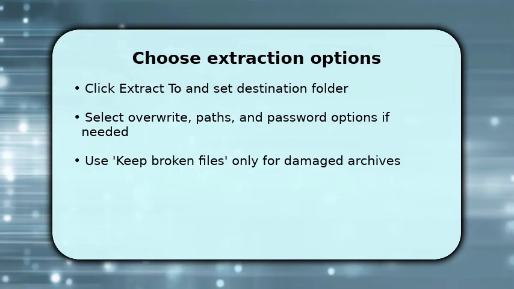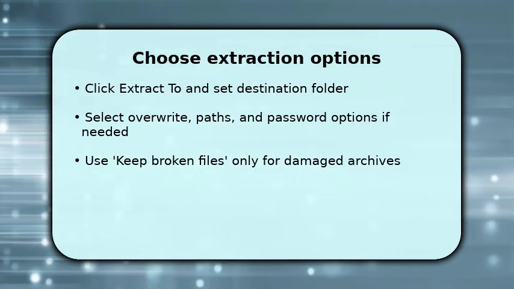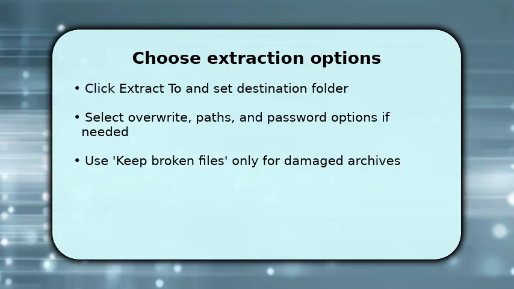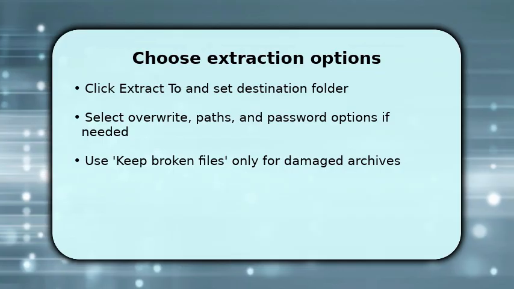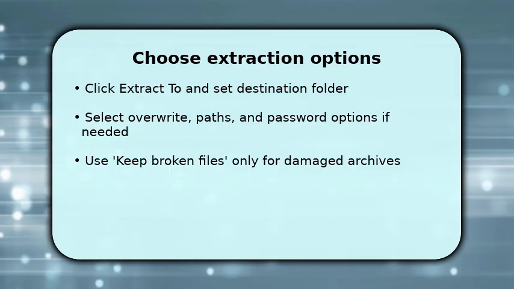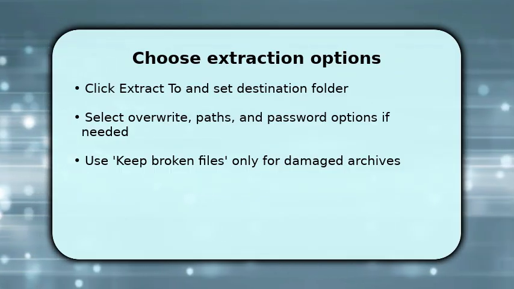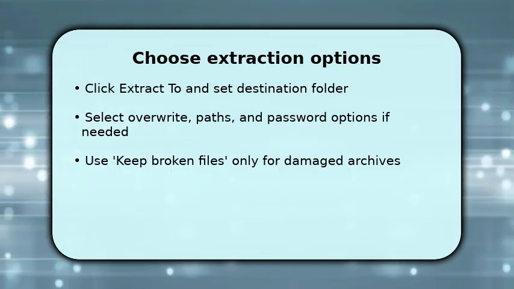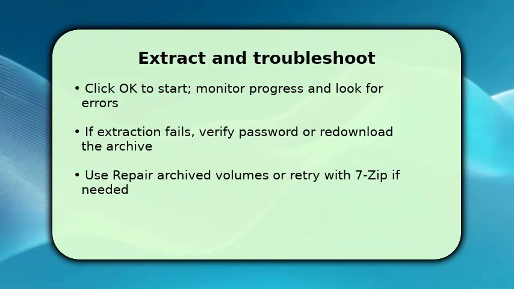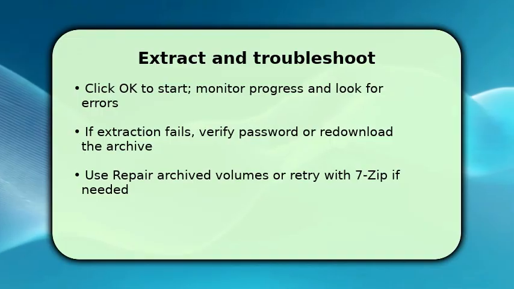Make sure to enter a password when prompted for encrypted archives and pick Overwrite rules, Ask, Overwrite, or Skip, based on whether duplicates exist. If you face damaged files, enable Keep Broken Files only as a last resort. These choices determine file placement and integrity during extraction. You now click OK to extract and watch the progress bar and log for errors.